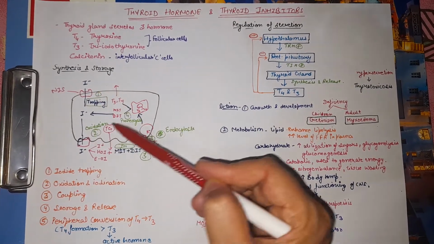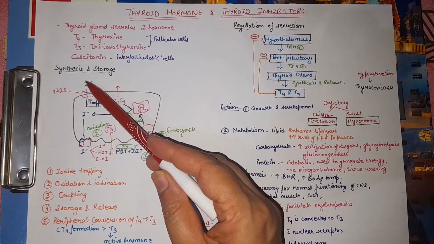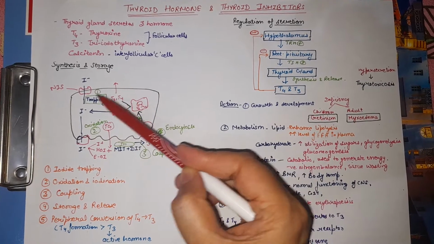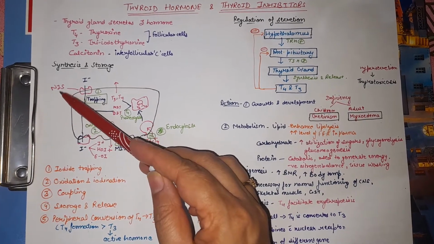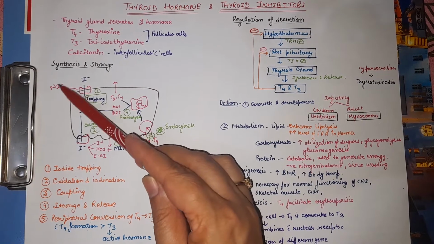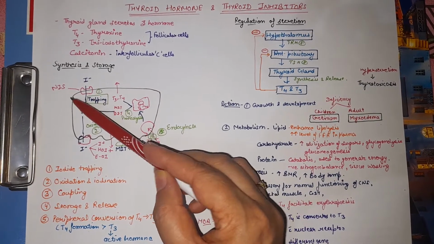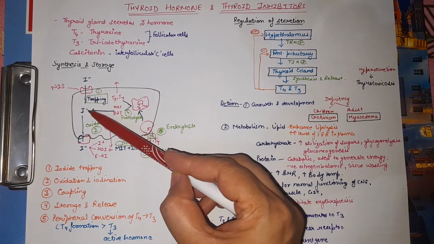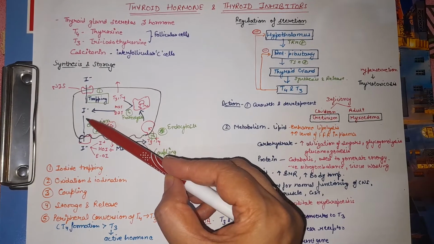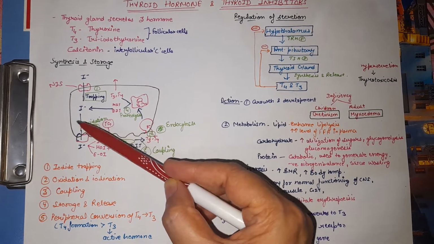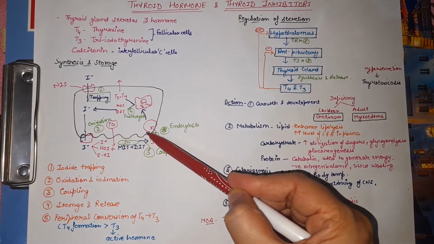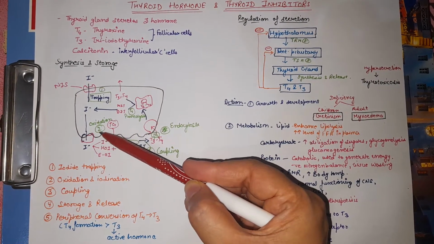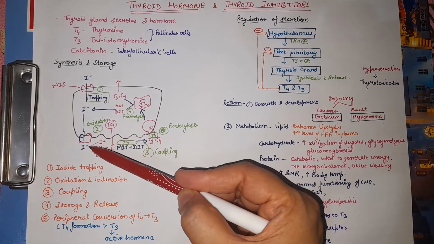As you can see in this diagram, first the iodide ion from the plasma is taken into the thyroid follicular cells with the help of a sodium iodide symporter. It is an active transport. So this iodide is taken into the follicular cell. This step is known as iodide trapping. Then this iodide ion is taken to the intercellular membrane of this follicular cell, where oxidation and iodination of the iodide ion will occur.